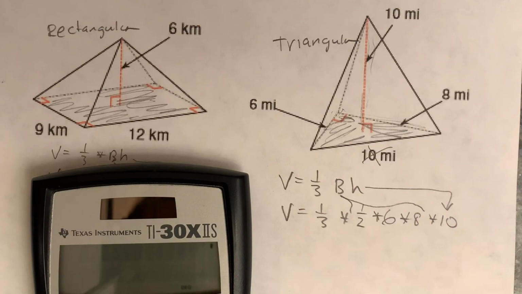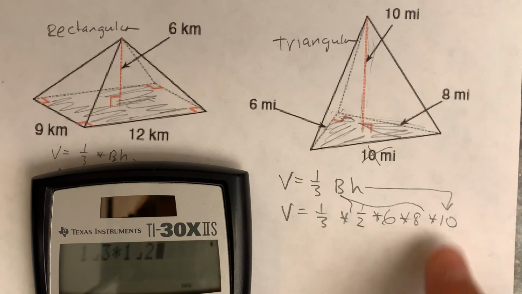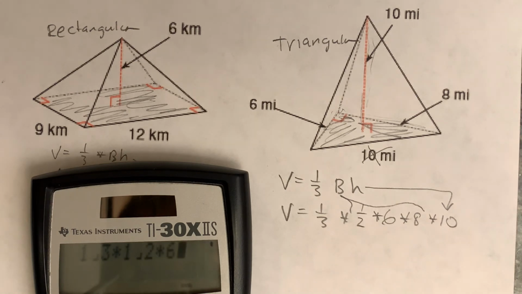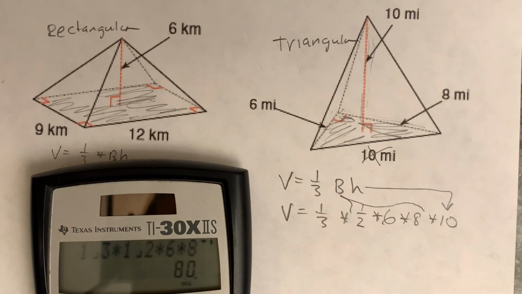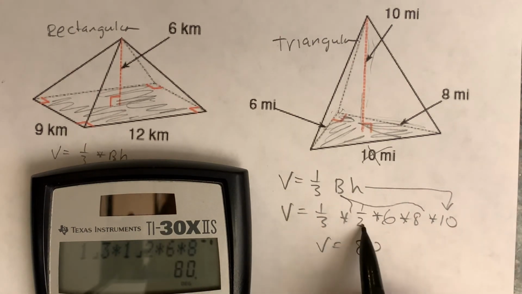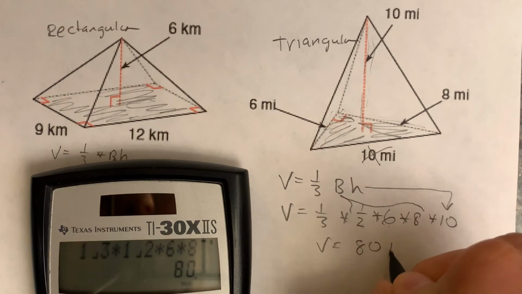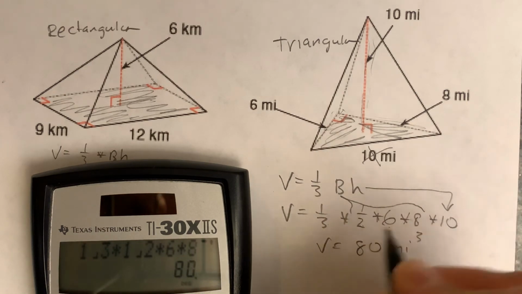So let's see what we get there. 1/3, so 1 ABC 3, times 1/2, 1 ABC 2. Then we got 6, 8, 10, times 6 times 8 times 10. And that gives us 80. Some of you probably figured that out because the 1/3 and 1/2 cancels out the 6. 8 times 10 is 80. Hopefully some of us can do that mentally too, right? And that's going to be miles cubed.